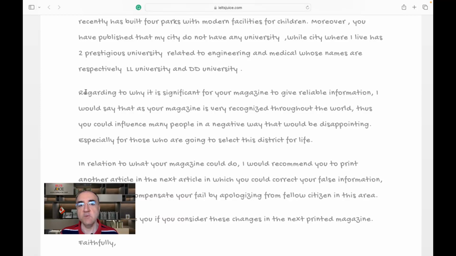Thus, you would influence many people in a negative way. That would be disappointing. So this sentence doesn't give the message you actually want to say. I think the letter wanted to say that since you have this significant reach, many people would read your articles and they would get their information from your sources. And if the sources are wrong, then they get wrong information. They might be under negative influence.